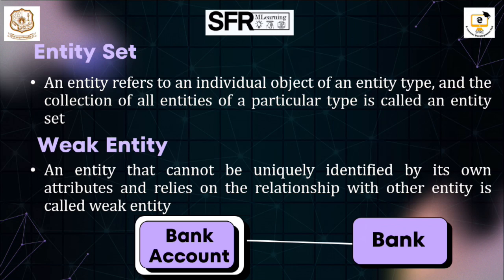Next one is weak entity. A weak entity cannot be uniquely identified by its own attributes alone. It depends on a strong entity to be identified. A weak entity is associated with an identifying entity, which helps in its identification. A weak entity is represented by double rectangle. The participation of a weak entity type is always total. The relationship between the weak entity type and its identifying strong entity type is called identifying relationship, and it is represented by a double diamond.